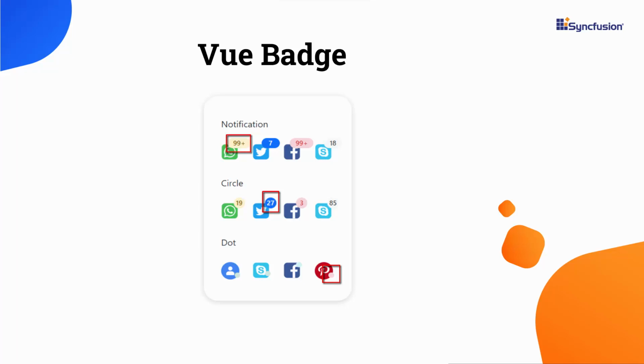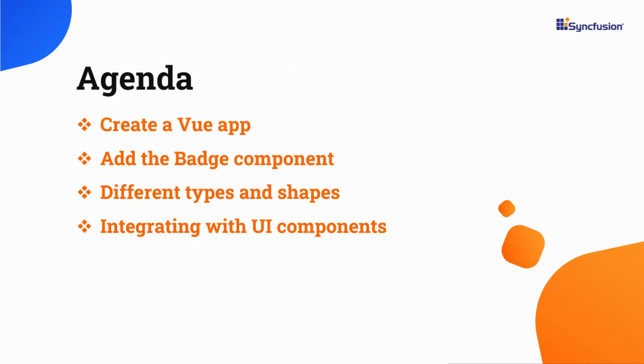The badge is a CSS-based component that indicates a status or notification using different colors and shapes and is often used in Messenger apps. In this video, I will show you how to create a Vue application and add the Syncfusion Vue Badge Component. You will see the different shapes and types of badges. I'll also show you how to integrate the badge with other UI components.